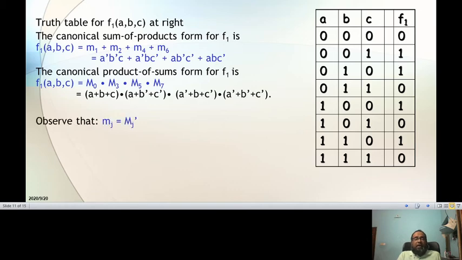We can generalize this for any minterms and maxterms of a truth table: the minterm mj is equal to the complement of the maxterm Mj. So the minterm is the complement of the maxterm. Here we have the terms 1, 2, 4 and 6 as the minterms. Then what are the complements? The 0th, 3rd, 5th and 7th terms are the maxterms.